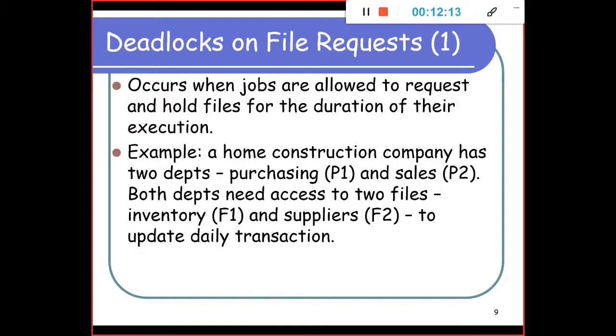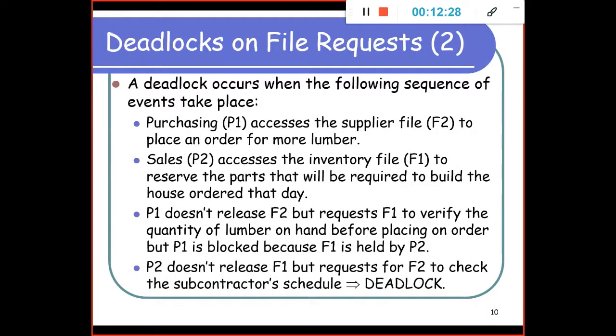A home construction company has 2 departments, purchasing P1 and sales P2. They have to access 2 files on the PC, inventory F1 and suppliers F2, to update the daily transaction. So a deadlock occurs when the following sequence of events takes place. Purchasing P1 accesses the supplier file, F2, to place an order for more lumber.